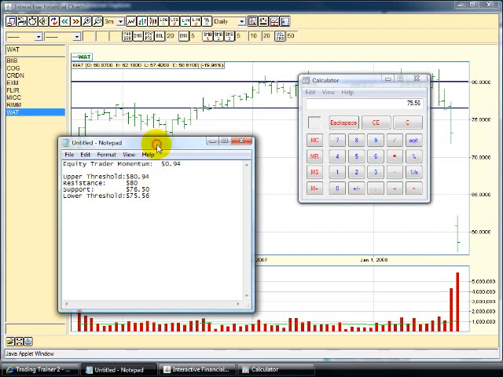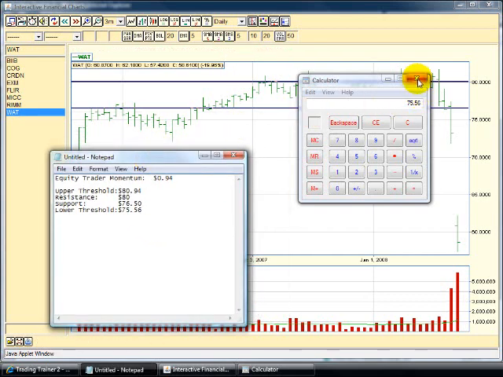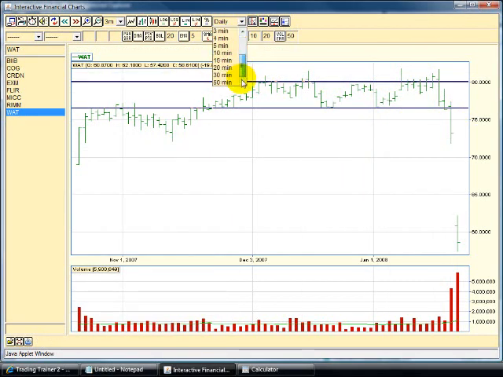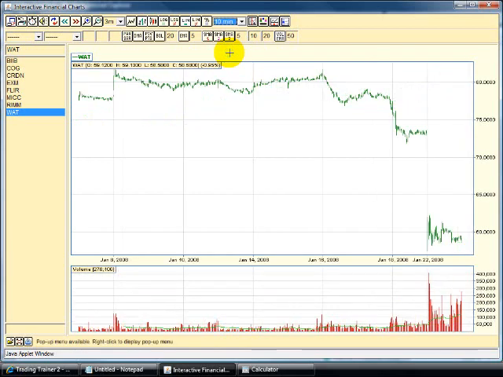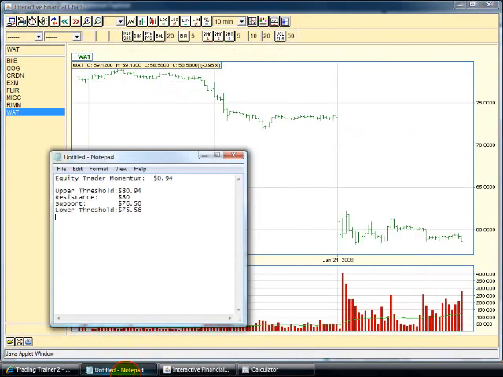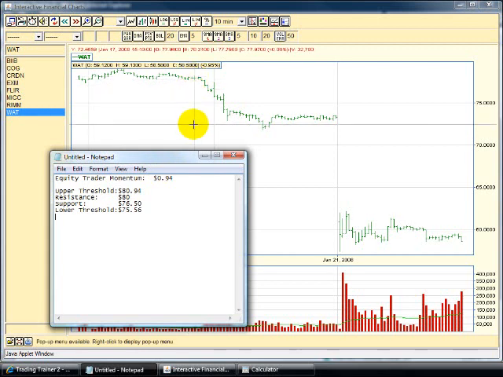All right. So what we want to know is on last Friday, did we get an entry signal? So let's switch back over to our 10-minute chart and let us draw some of these lines. So we had 80. We don't even have 80 available. We do have 76.50.